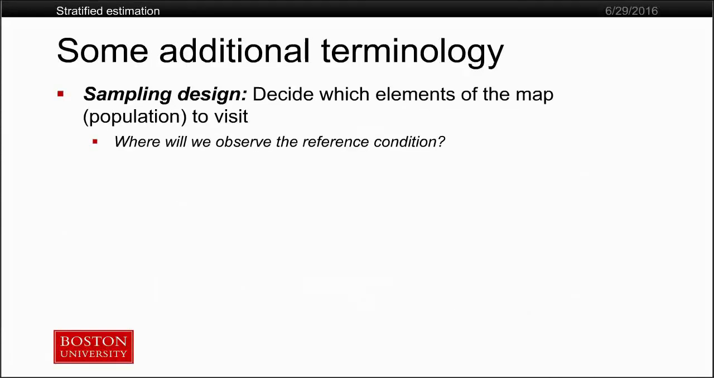So to break it down, there are three steps involved here. The first one is the sampling design, where we decide which elements of the map to visit, right? Where will we collect the reference observations? We can do this with a simple random sample, with a systematic sample, or with a stratified random or stratified systematic sample. There are other more elaborate sample designs like cluster sampling and two-stage sampling and so on.